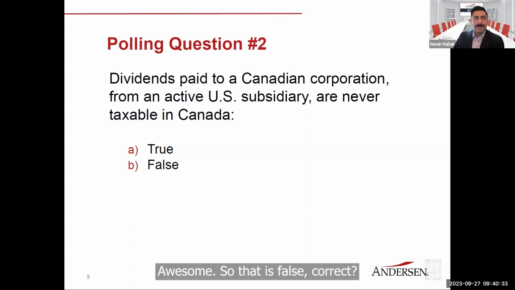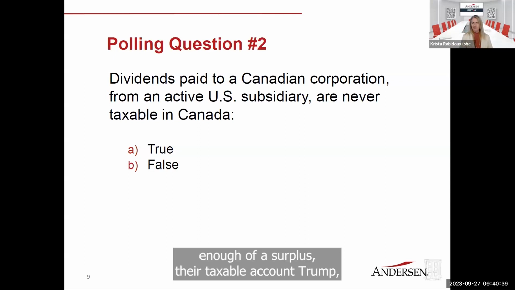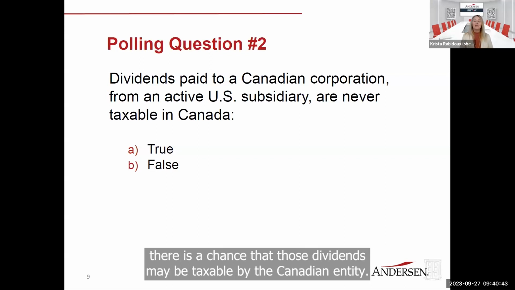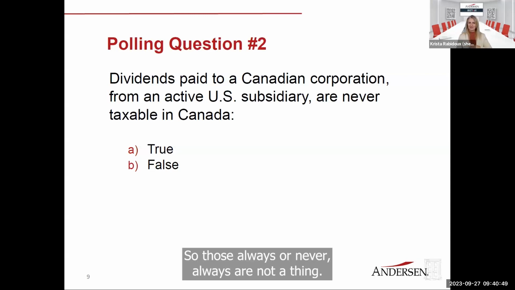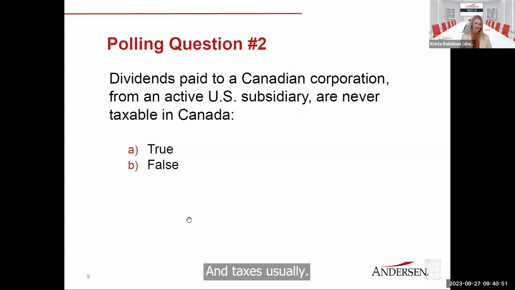Awesome. So that is false. Correct. As I said, if you do not actually have enough of a surplus or taxable account, there is a chance that those dividends may be taxable by the Canadian entity. So most of you got that correct. That's right. The trigger word was never. Always and never are not a thing in tax usually.